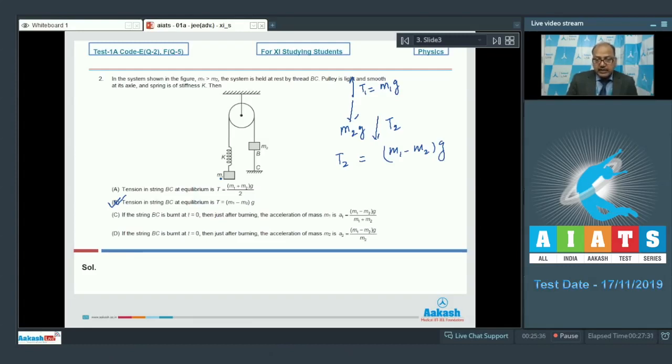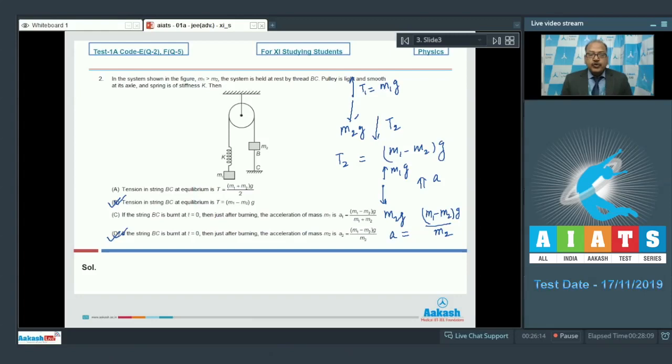What about acceleration of M2? So just after burning, this tension will go. So there is this force M2G and the upward force is M1G. M1G is greater than M2G. So let's say the acceleration is A. It's very clear that acceleration A will be equal to (M1 minus M2)G divided by M2, which means option D is correct.